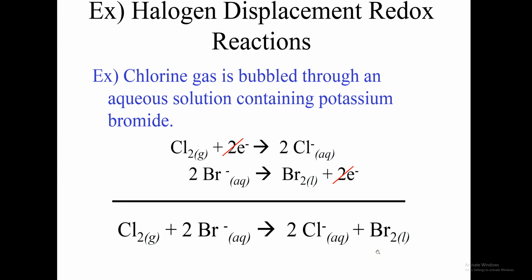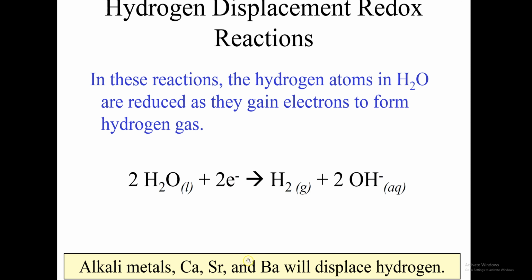And our answer here is pretty straightforward. I mean, you pretty much cancel out the 2 electrons, and you find out that your chlorine gas is going to be reacting with your bromide ions, and you're going to end up with 2 chlorides and bromine liquid. So that's going to be your half reaction that you're going to get.